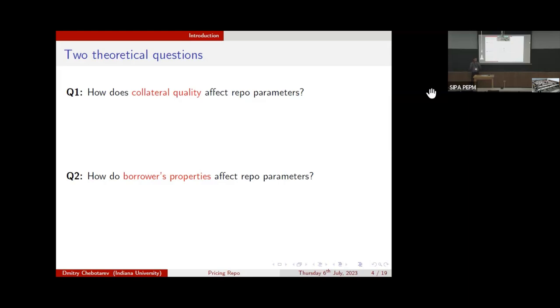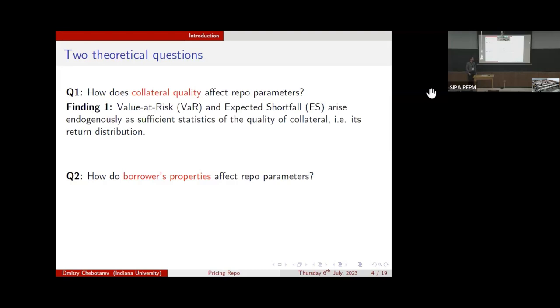Or if we think about the quality of collateral from the point of view of the return distribution of this collateral, should we look at the full distribution? Should we look at some statistics? How many? What should they be? So in this paper, I find that value at risk and expected shortfall are necessary statistics of the quality of collateral for the repo. And this is intuitively a quantile in the distribution of returns, and the expected shortfall is the expected value within this quantile.